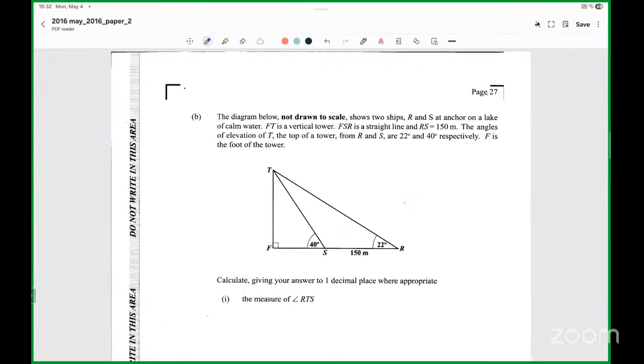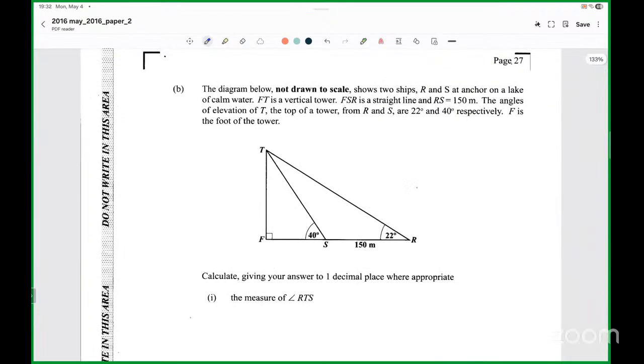It's an elevation question. So I gave you this paper for a long time. We don't do an elevation question. Question says, diagram below not drawn to scale shows two ships R and S at anchor on a lake of calm water. Means that they're not moving. It says FT is a vertical tower. That's a vertical tower. And FSR is a straight line. So that's a straight line. And RS is 150. That's the distance between the two ships, 150.